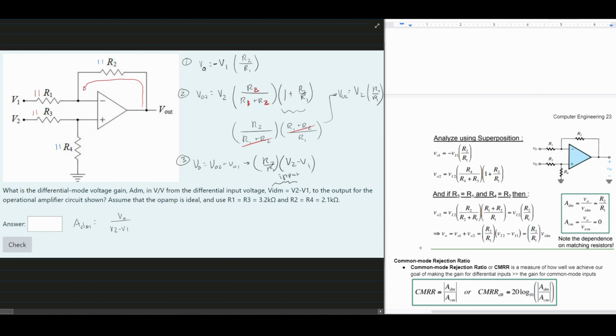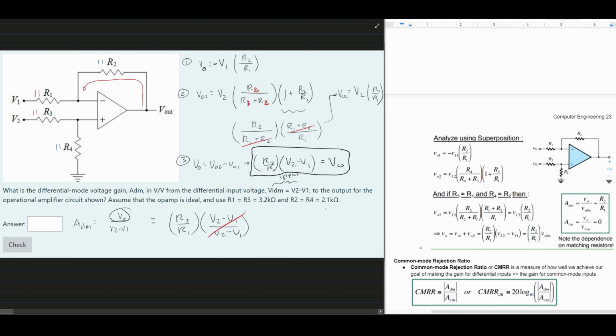And with that in mind, we can plug this back in, because this is equal to our V output. This is what we wanted to solve for, and we want to plug this in right here. So we have R2 over R1, and then inside of here we have V2 minus V1, and this is over V2 minus V1. These are obviously going to cancel out, and all we're going to have is our R2 over R1.